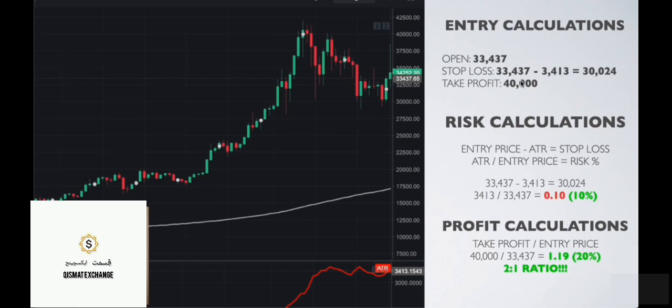Our take profit is 40,000. Why is it 40,000? We're up near the swing high. That is the previous high, the swing high. That is where we're going to take our profits.